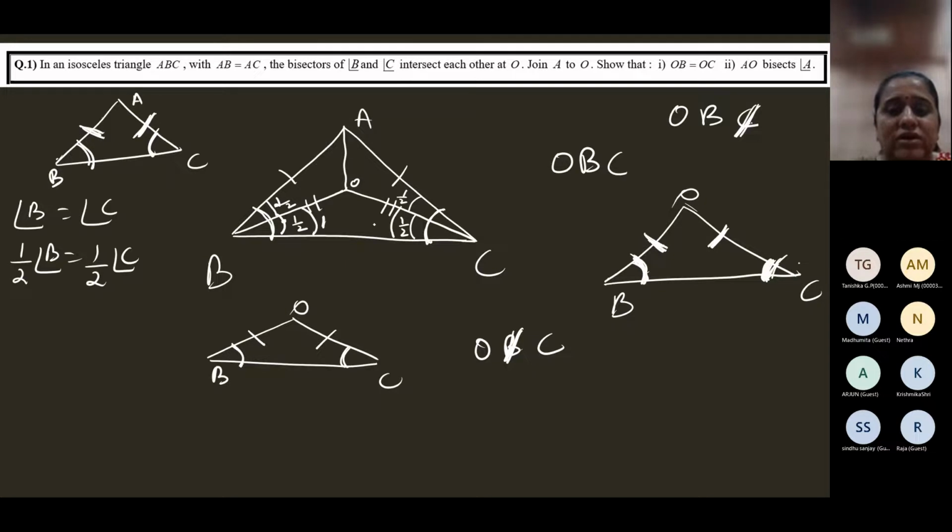Okay, let me take this half, 2. What is half of angle B? Angle 1. What is half of angle C? Angle 2. So we get angle 1 is equal to angle 2.